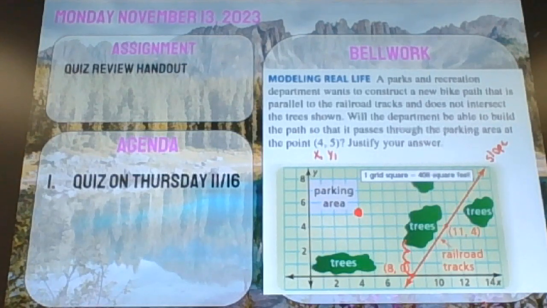1, 2, 3, 4. Up 4. 1, 2, 3. Good job. The slope is up 4 over 3. So I guess I could just write on the screen and we could figure this out. 1, 2, 3, 4. 1, 2, 3. Okay, that's a bike path there. Can it continue through the park this way?